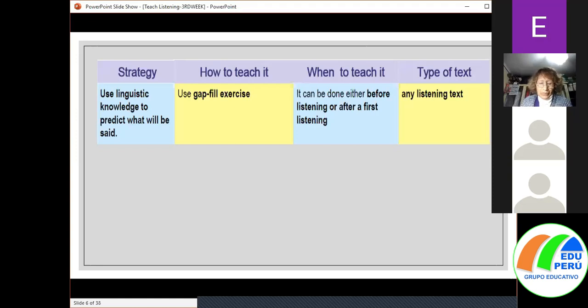The other one, use linguistic knowledge to predict what will be said. Notice here how to teach it. Here you have another activity. Notice we're analyzing here the strategies and the activities that we're going to use to develop this strategy. So we could use gap filling exercise. Do you know what it means? Gap filling exercise? No, nobody?